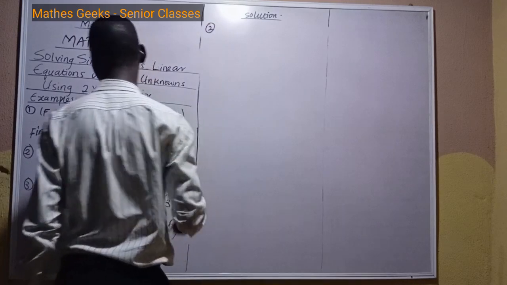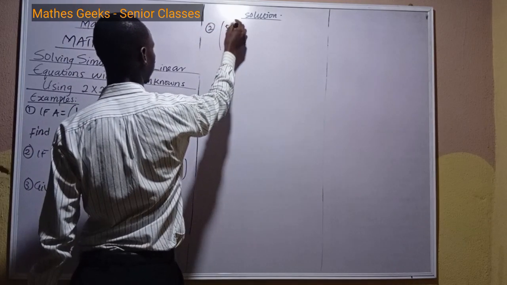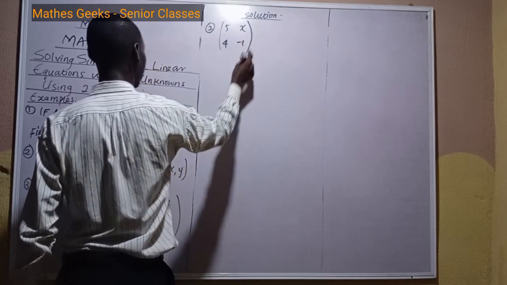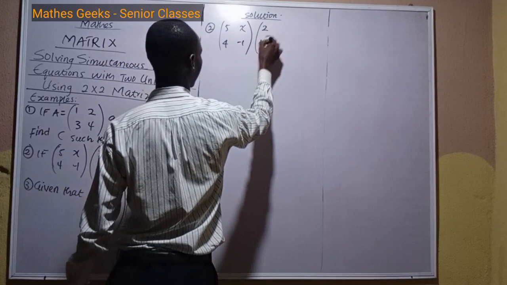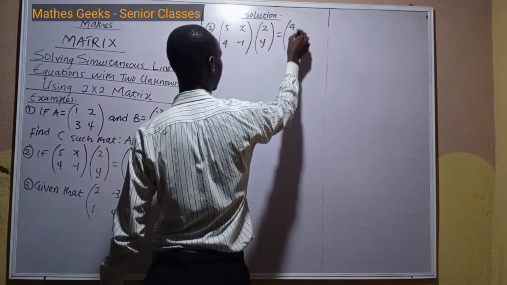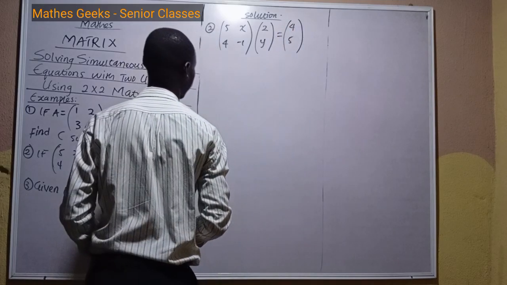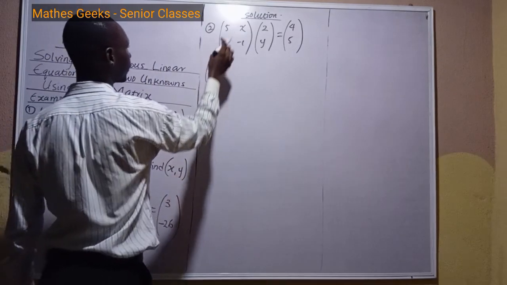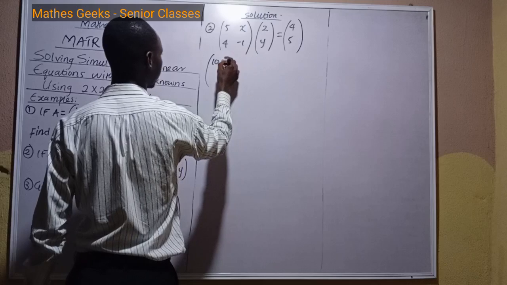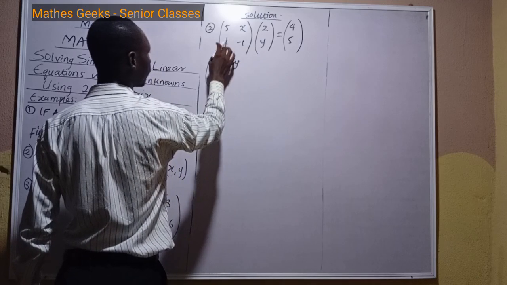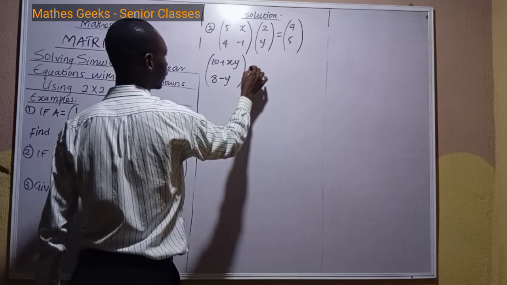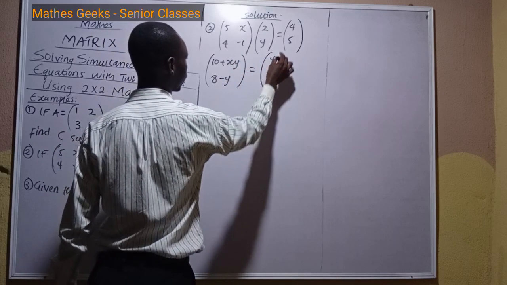So if 5 for x, minus 1, 2 y is equal to 4, 5, find xy. Let's multiply. 5 times 2 is 10, x times y equals plus xy. 4 times 2 is 8, minus 1 times 5 minus y is equal to 4, 5.